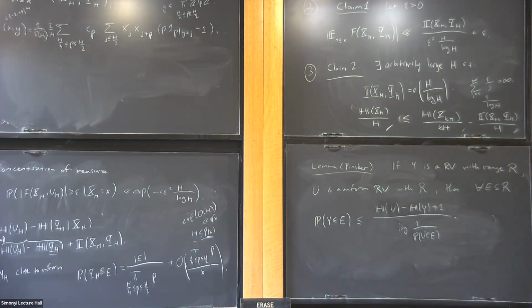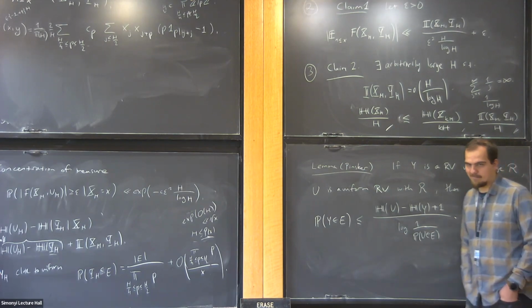But this is where the name entropy decrement comes from, that you're decreasing the entropy at every stage until you get a contradiction. Okay, but I think those are the main ingredients of the proof. Yeah, that's all I wanted to say.